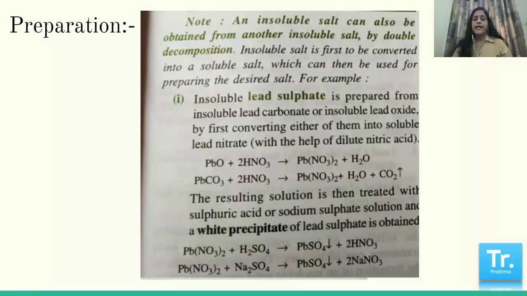Next, an insoluble salt can also be obtained from another insoluble salt by double decomposition. So if one salt is insoluble, then that has to be converted into a soluble one, which on further reaction will give you another insoluble salt. So it's basically one insoluble salt to be obtained from another insoluble salt. For example, insoluble lead sulfate has to be prepared from insoluble lead carbonate or lead oxide, both are insoluble.